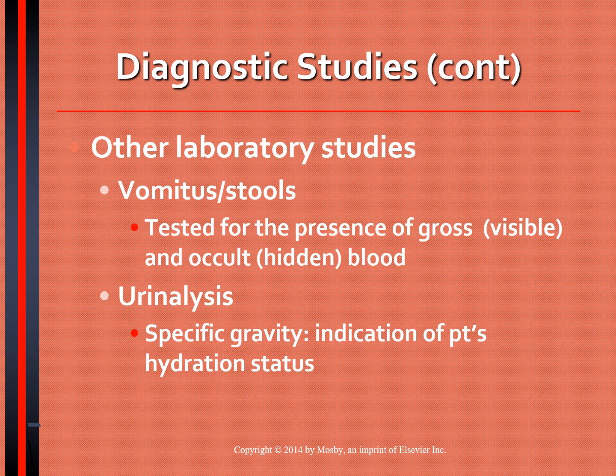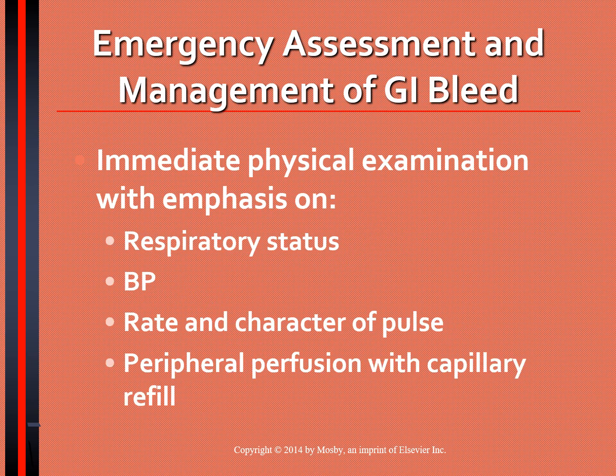Other options is to look at the vomitus and stools to check for, for example, the GI tract. So we're going to check for the presence of occult, hidden blood, or maybe even gross, which is the visible blood. And then a urinalysis, specific gravity, indications of a patient's hydration status, which is going to tell us if they're dehydrated, which could be a sign of blood loss.